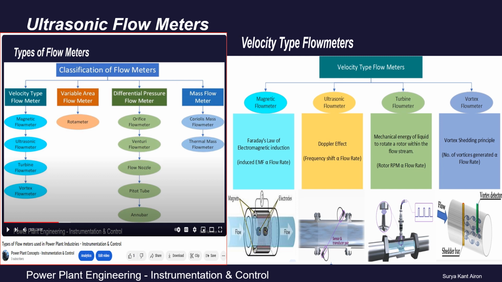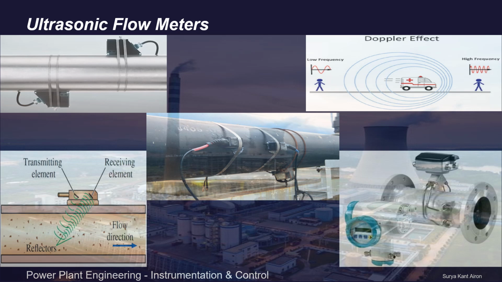In our previous session, we covered the segregation of various types of flow meters based on their principle of measurement, like velocity type flow meter, variable area flow meter, differential pressure flow meter, and mass flow meter. Also, we have discussed types of velocity flow meters, that is electromagnetic flow meter, ultrasonic, turbine, and vortex flow meter. We also covered electromagnetic flow meter in detail in our second session. In this video, we will be discussing ultrasonic flow meters in detail.